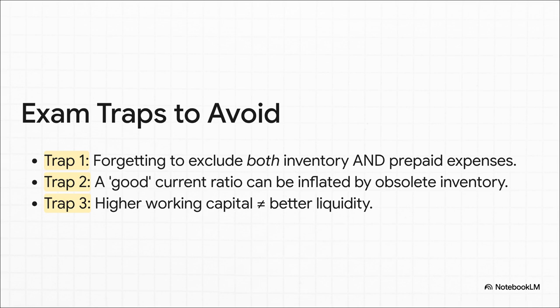Trap 2, always be skeptical of a good current ratio. It could just be inflated by a warehouse full of old, obsolete stuff. And trap number 3, the big one we just saw, never ever assume that more working capital automatically means better liquidity. The quick ratio is what tells the real story.